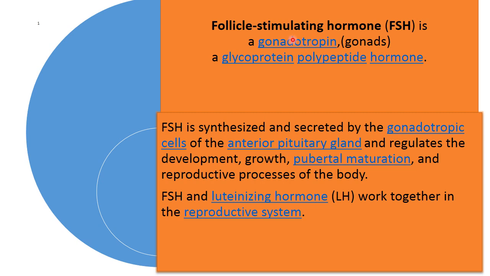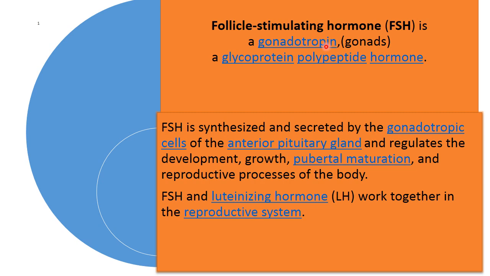The word gonadotropin is derived from gonads, meaning sex organs: testis in the male and ovary in the female. This hormone acts on the testis in the male and ovary in the female, so it is known as gonadotropin. What it does when it stimulates the testis or the follicle cells in the ovary, we will discuss in this lecture.